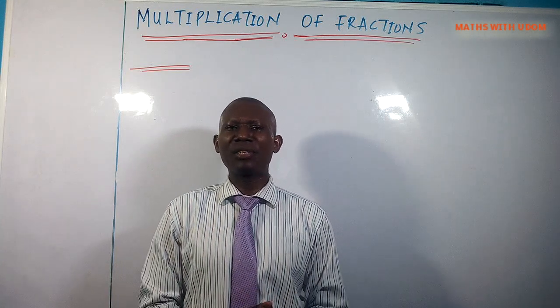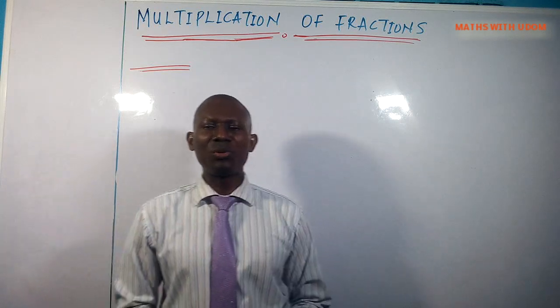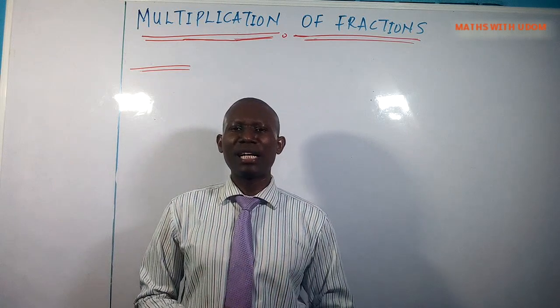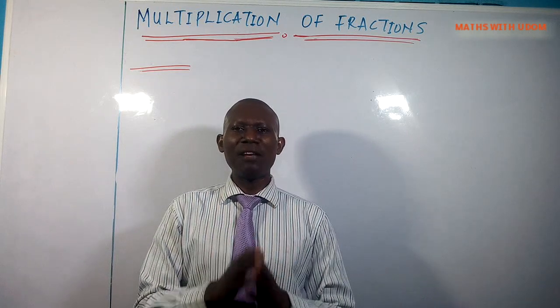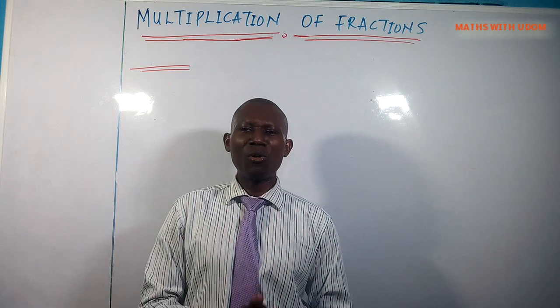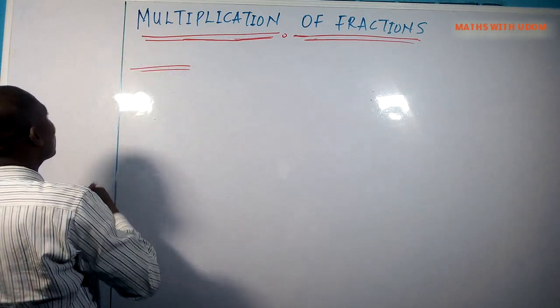Today we are going to look at multiplication of fractions, but this time around we are going to look at the second case, case 2. And what is case 2? It is multiplication of a fraction with a whole number. That is, fractions multiplied by a whole number. Okay, that is the second case, case 2.